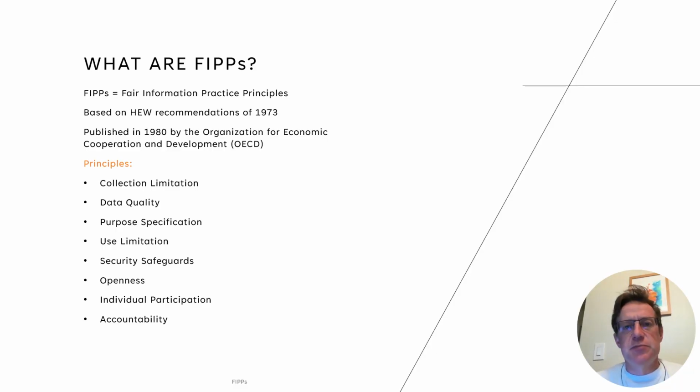The Fair Information Practice Principles, or FIPPs, are practices regarding personal privacy that are based on recommendations made to the U.S. Department of Health, Education, and Welfare in 1973. Those recommendations were codified into the U.S. Privacy Act of 1974. The Organization for Economic Cooperation and Development, OECD, expanded on these principles and published them as a guideline in 1980. Today, they serve as a foundation in privacy legislation like the General Data Protection Regulation, GDPR, and California Consumer Privacy Act, CCPA. The OECD published 8 principles that I'll go over in more detail now.